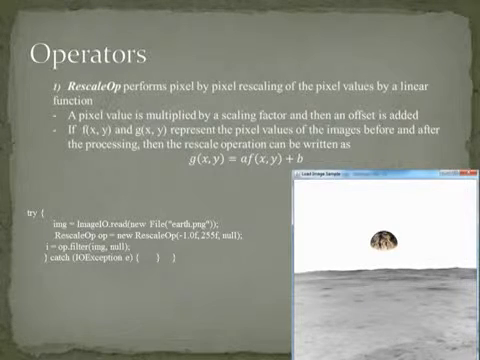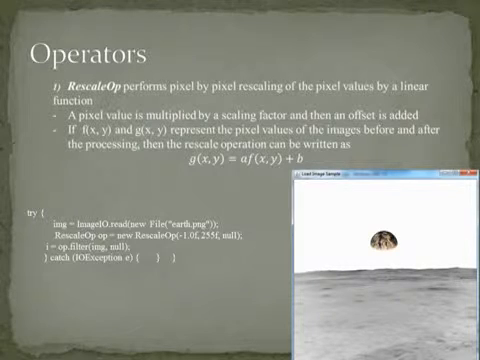g of x y, which is the processed image, equals A, which is the scaling factor, multiplied by f of x y, which is the color of the initial image, and then adding the offset B. Then g of x y will be the new color at the same position x y. For example, if we take A equal to -1 and B equal to 255, and we try to convert the color f of x y, which is 0, to find the color g of x y.